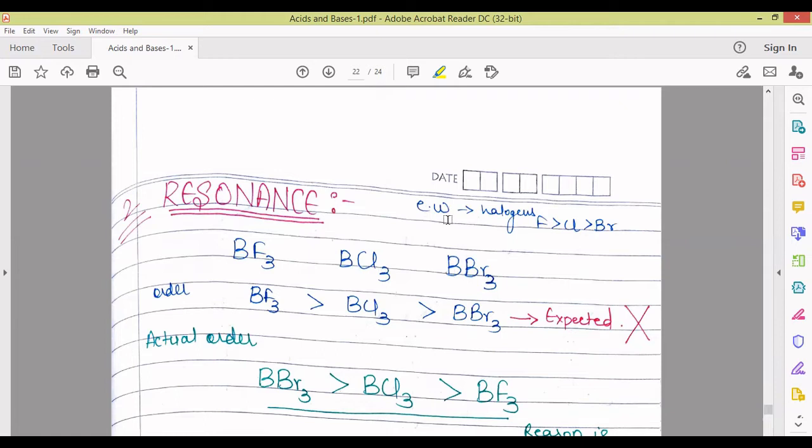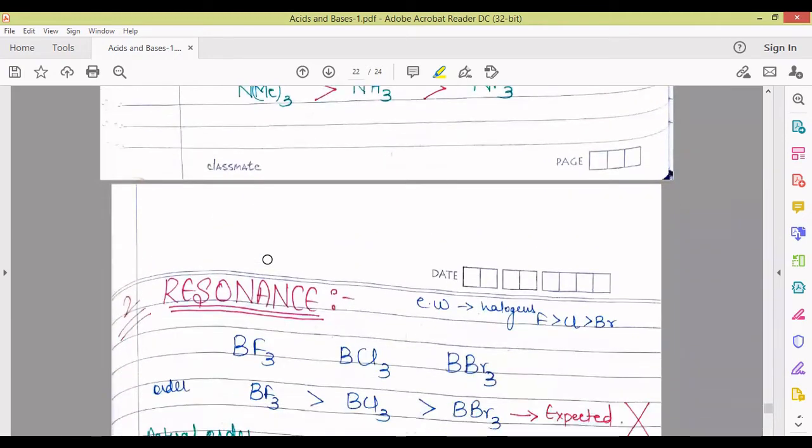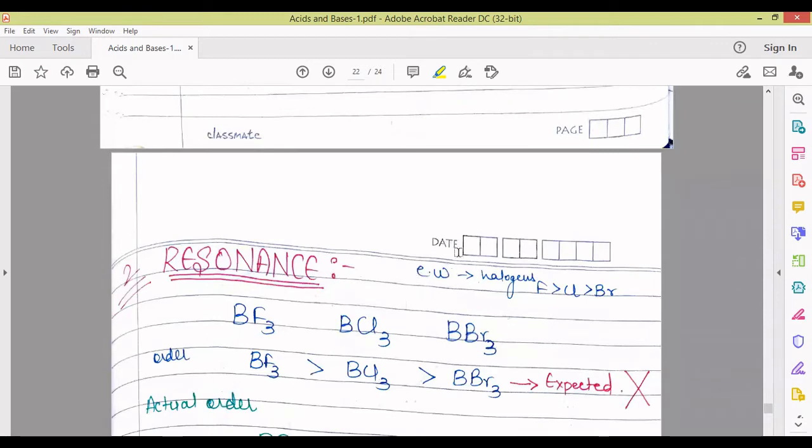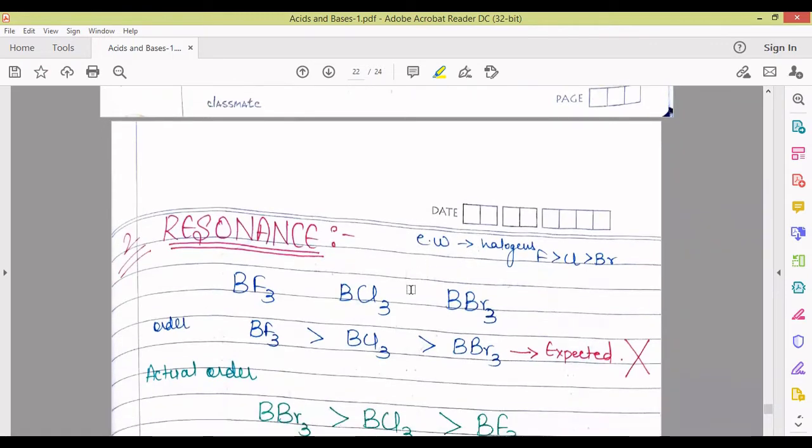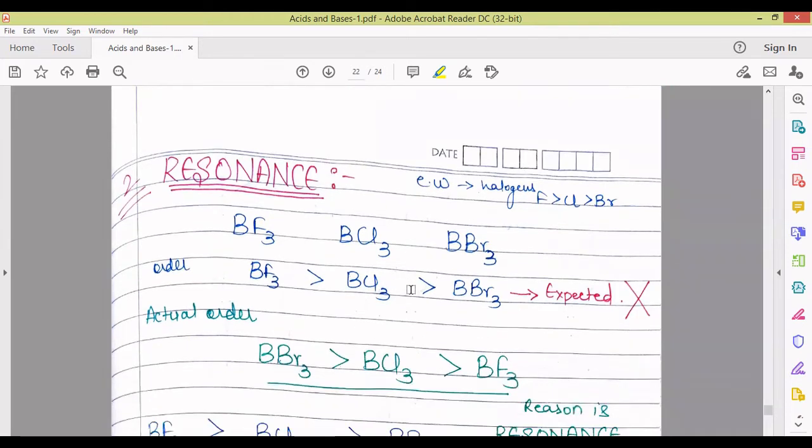So as we all know, the electron withdrawing nature of halogens varies. Fluorine is the most electronegative, then chlorine, then bromine, and so is their electron withdrawing nature. So based upon that, for the Lewis acid, as we discussed earlier, more electronegative or more electron withdrawing groups enhance their Lewis acidic character. So the expected order is this, that is BF3 is most acidic, then BCl3, then BBr3.